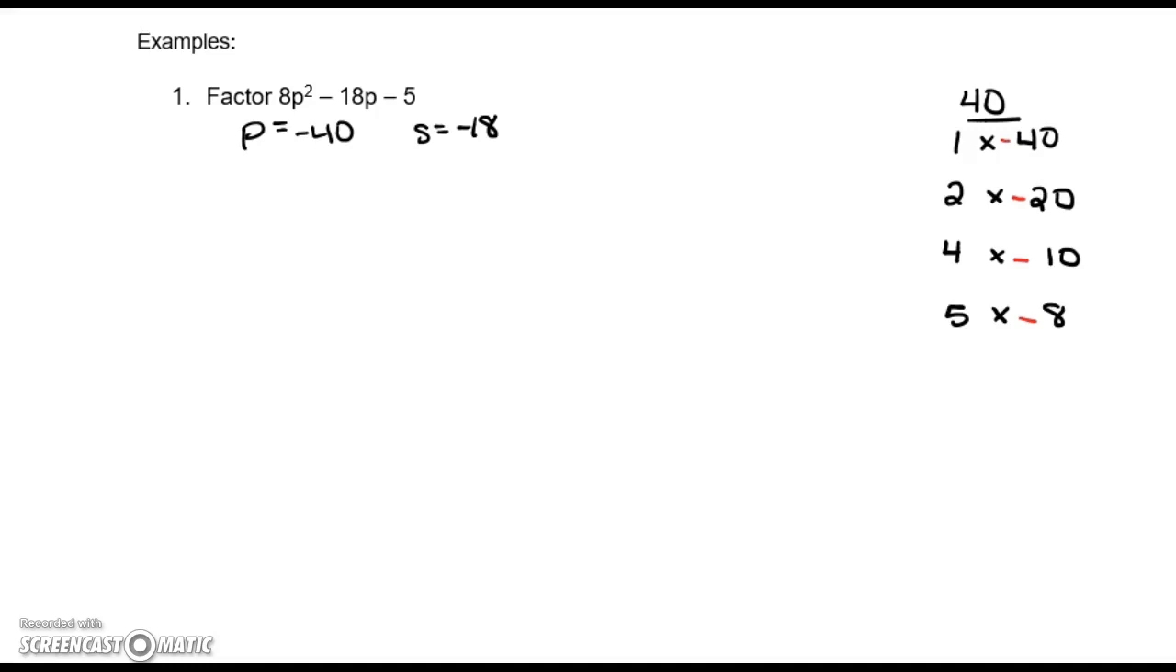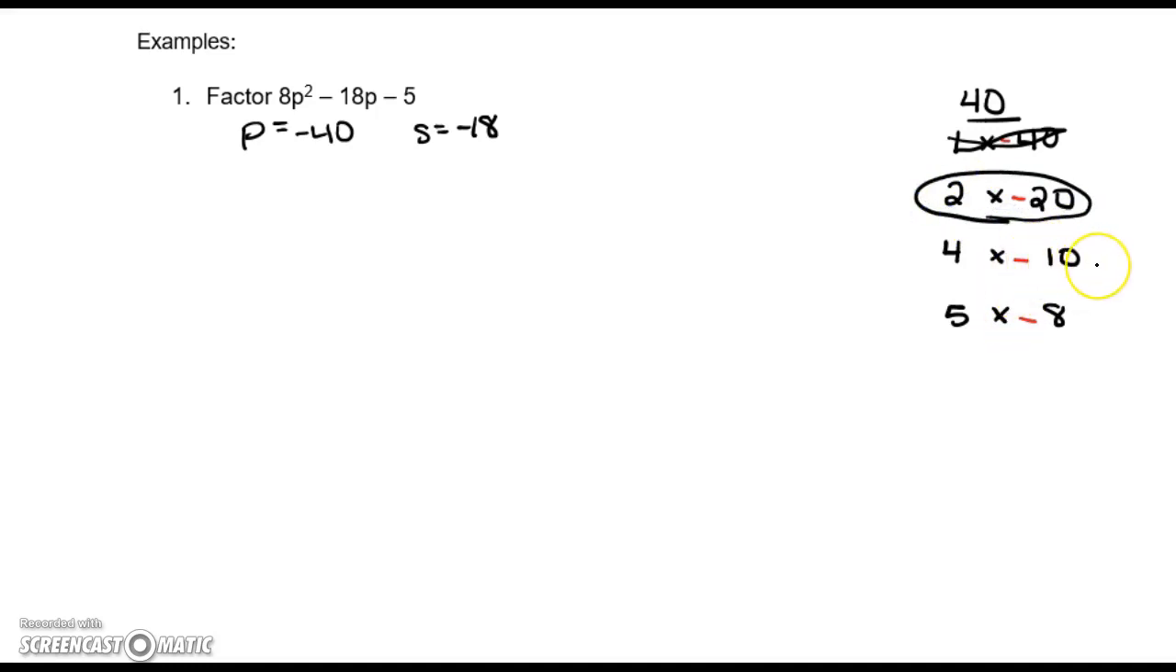Then what you can do is add the 2 numbers together and see if it'll give you a sum of -18. So 1 plus -40 is -39. So that one doesn't work. I'm going to cross that one out. We have 2 minus 20, or 2 plus -20, is -18. So that one actually works.